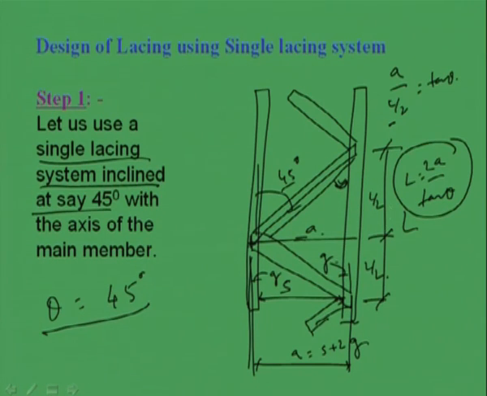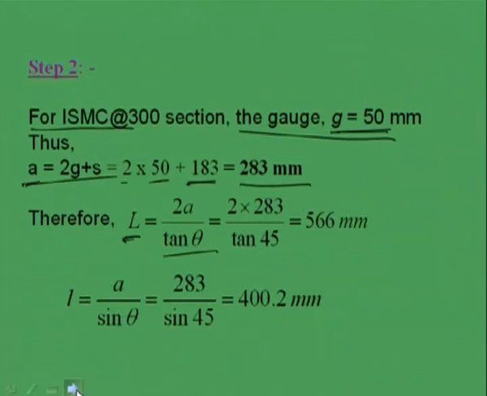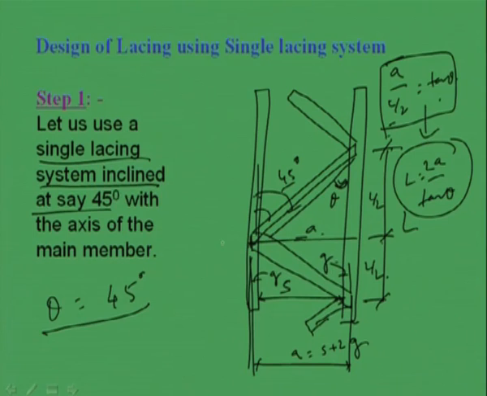This is total L and this is L by 2, and we are finding from this, A by L by 2 will become tan theta. If this is theta, this will be theta, right. So, A by L by 2 is becoming tan theta. So, from this equation I can find out L is equal to 2A by tan theta. So, 2 into A, which is 283 millimeter, and theta is 45 degree. If we put these values, we will get L as 566 millimeter. That means this L is becoming 566 millimeter.